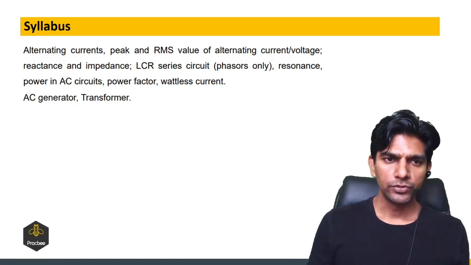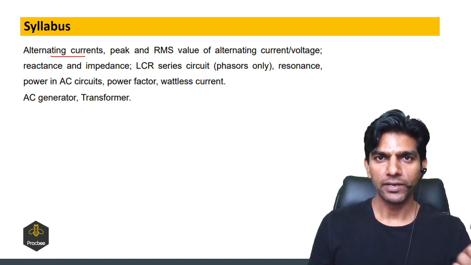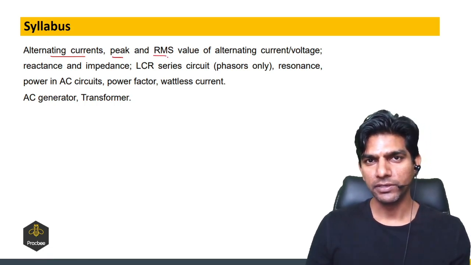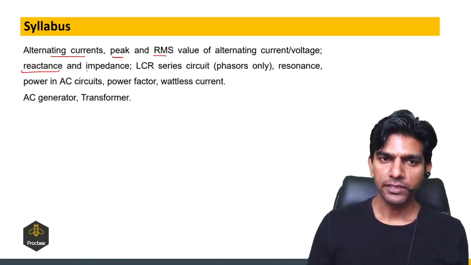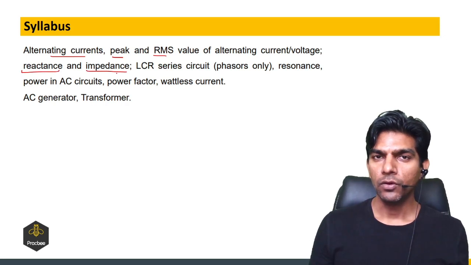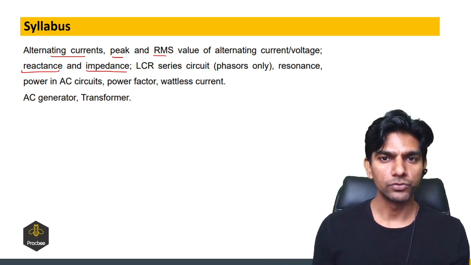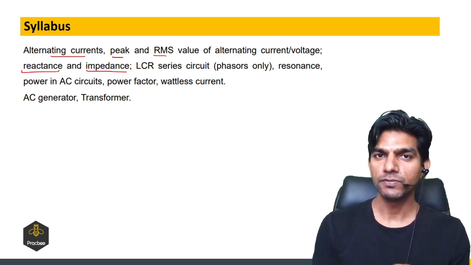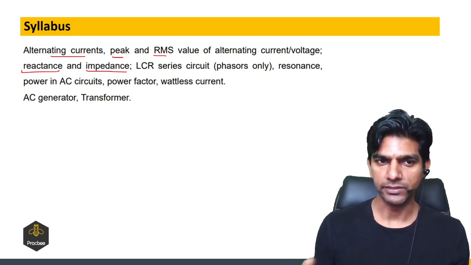First we have to focus on alternating currents, like what are alternating currents and how their graph looks. Then the peak and the RMS value of alternating current and alternating voltage. Then the concept of reactance and impedance and how different components behave if they are connected to an alternating current source, like inductor, capacitor and resistor. As of now, we have seen the behavior of these components in a DC circuit, but let's see how they behave in an AC circuit.